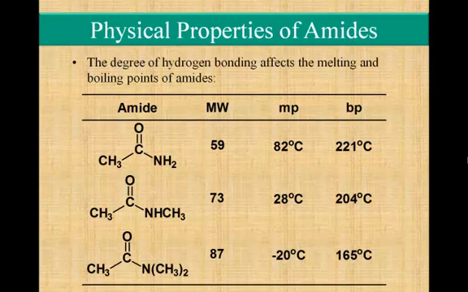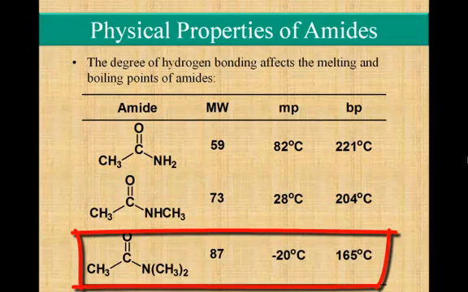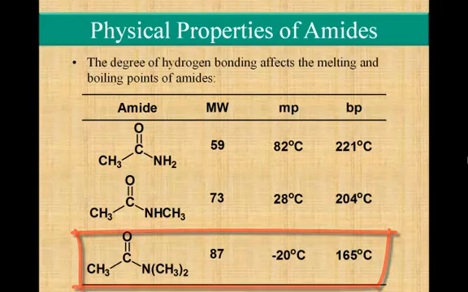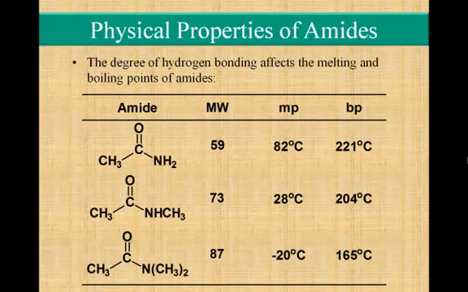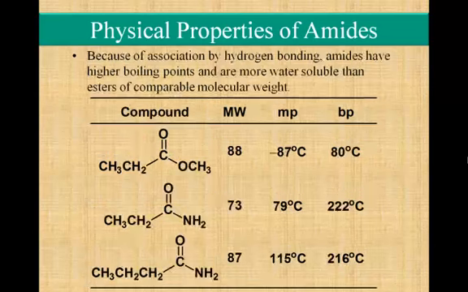If I replace both of those hydrogens on the nitrogen and I make N,N-dimethylacetamide, my melting point and my boiling point go down even more, because N,N-dimethylacetamide is not capable of hydrogen bonding. Amides also tend to have significantly higher melting points and boiling points when compared to esters, and this is because esters are not capable of forming hydrogen bonds.